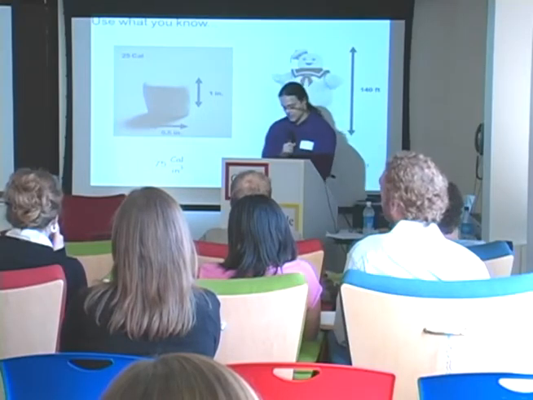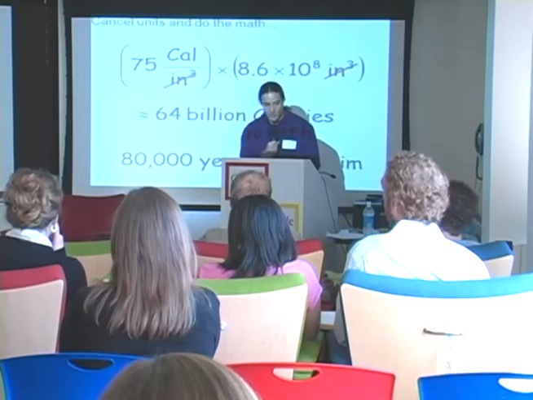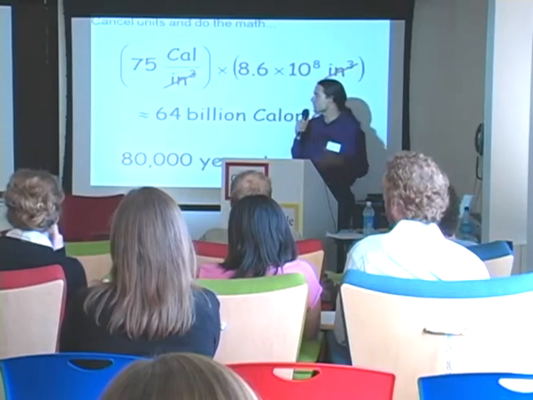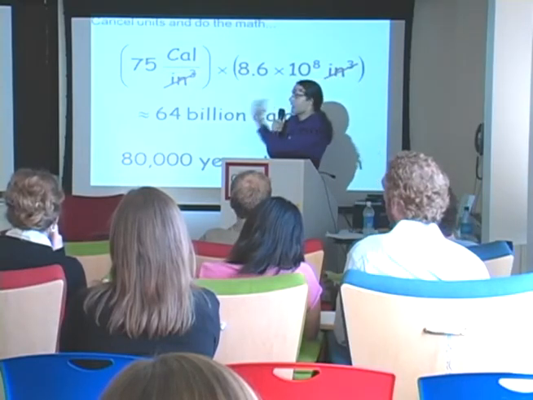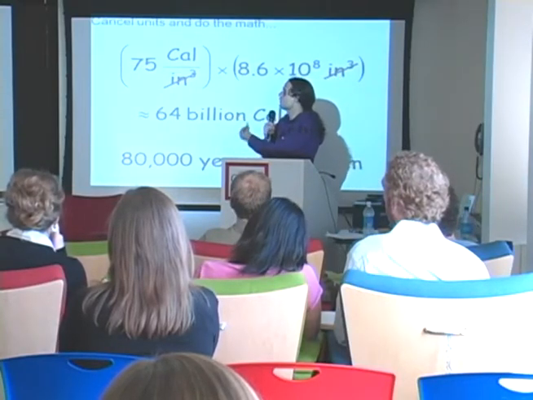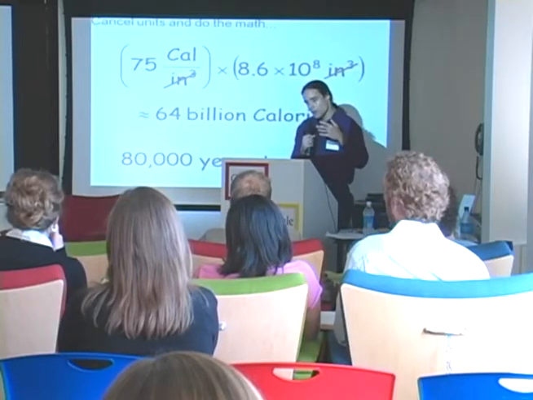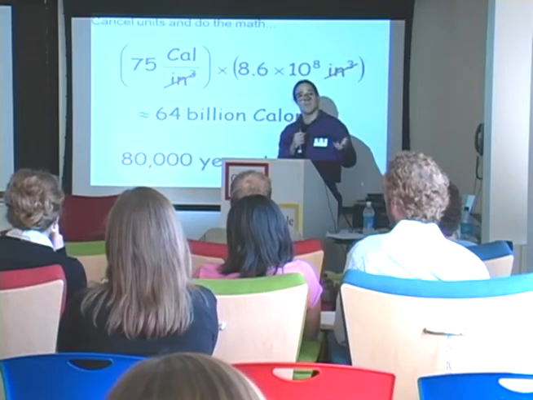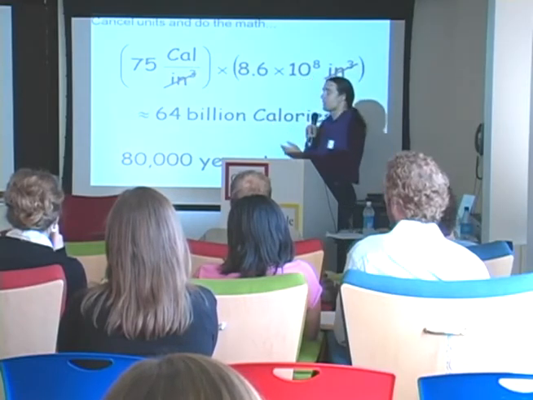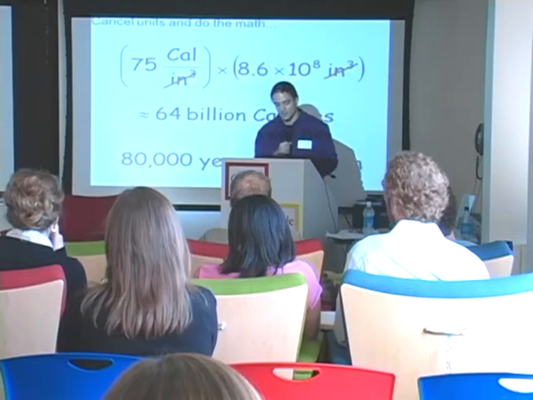And I can also convert that to inches. So then the last part is, like we said before, just cancel the units, multiply calories per inches cubed by inches cubed, and you'll get the number of calories, about 64 billion calories. Now, if you take the FDA recommended 2,000 calories per day diet, you can calculate that it would take about 80,000 years to eat it.